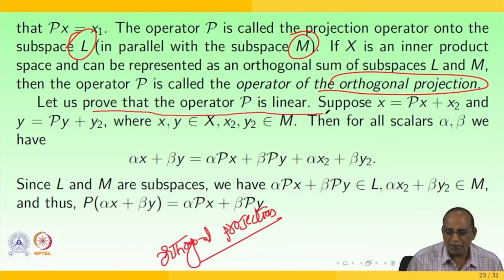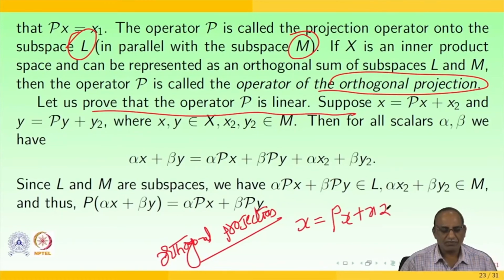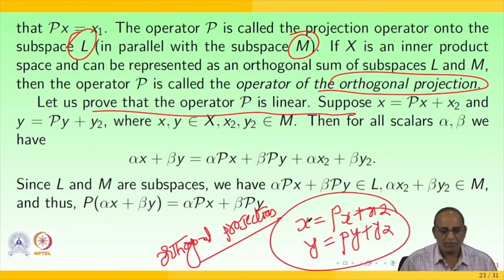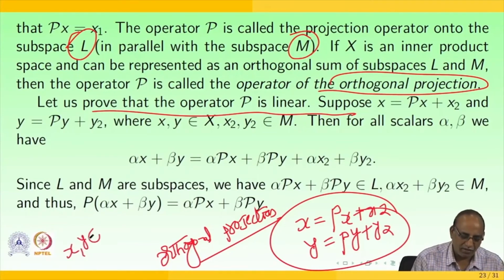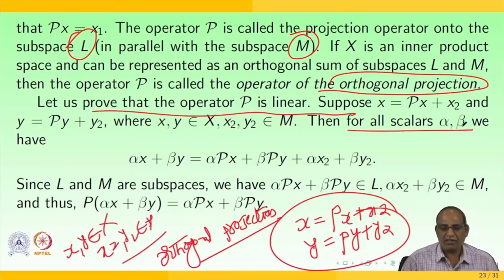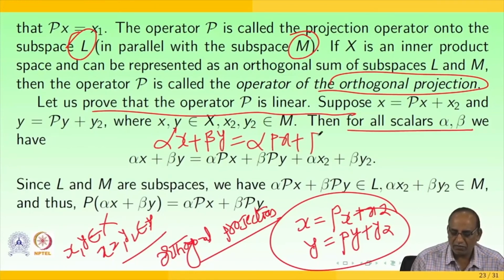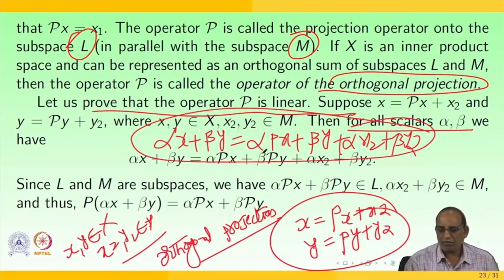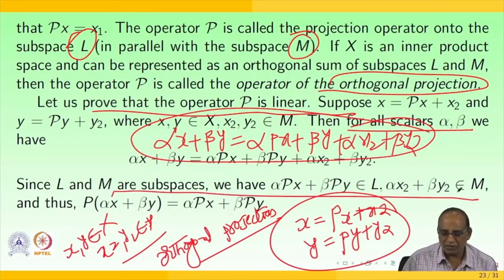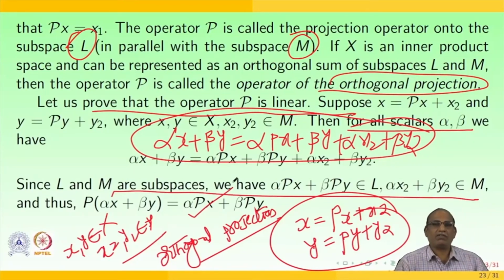Let us prove that the operator P is linear. Let x equal x1 plus x2 and y equal y1 plus y2, where x1, y1 belong to capital L and x2, y2 belong to capital M. Then for any scalars alpha and beta, alpha x plus beta y will be equivalent to alpha times P of x plus beta times P of y, that is alpha x1 plus beta y1. Since L and M are subspaces, you get these kinds of equations.